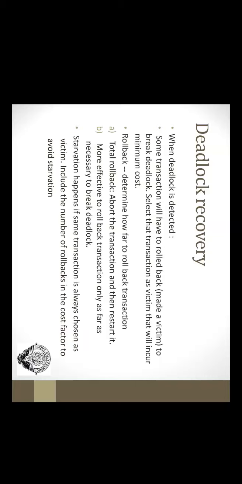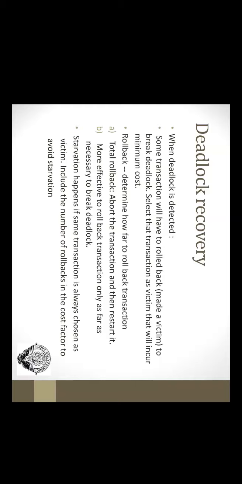Till now we are well aware of what is meant by database deadlock. Now we are going to learn how to recover your database from this particular deadlock. There are some points with the help of which we will be able to recover our database from the deadlock. Some transactions will have to be rolled back to break the deadlock. The important thing is that whenever you see your database in a deadlock, at that time you have to roll back some transaction.